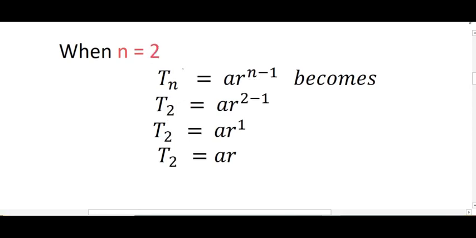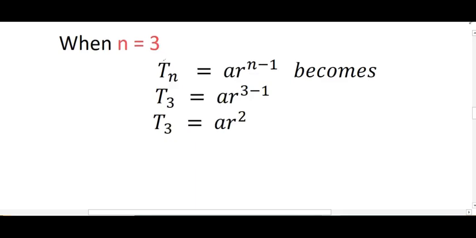When n is equal to 2, the nth term is equal to ar to the power of n minus 1. Anywhere we see n, we replace it by 2. So the second term now is equal to ar to the power of 2 minus 1. So the second term is equal to ar to the power of 1. The second term is equal to ar.